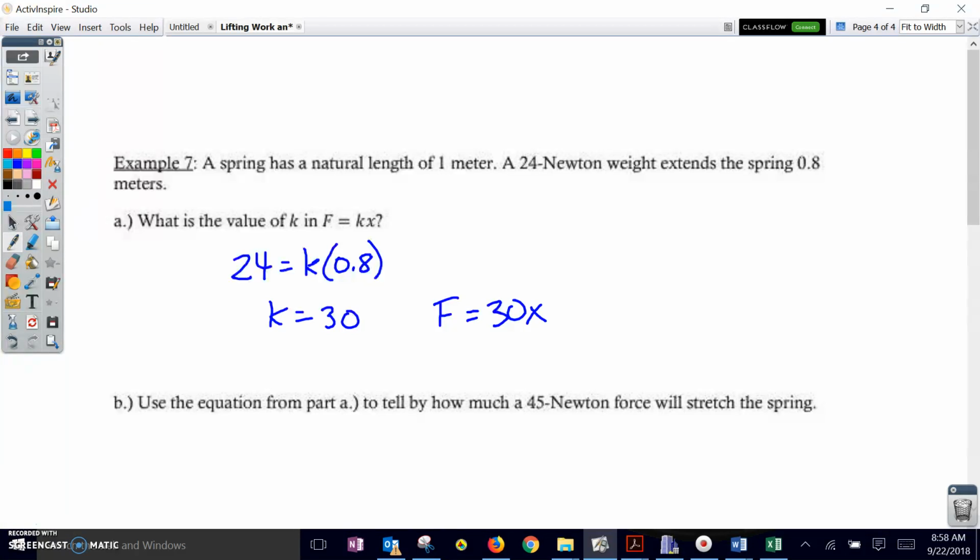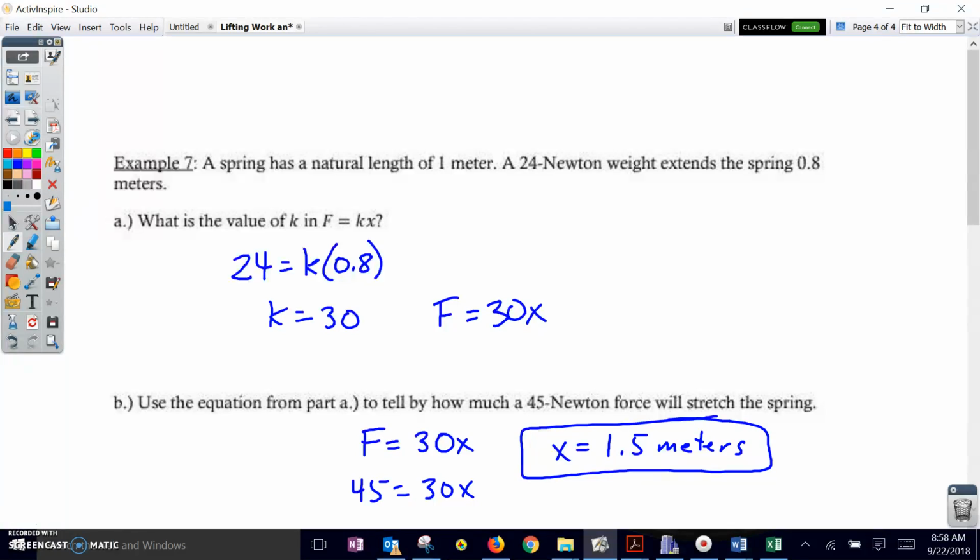Part B, use the equation from part A to tell how much a 45 Newton force will stretch the spring. So we take this equation, and the 45 Newtons is put in for the force, and we solve for x. So that's going to stretch it 1.5 meters past its natural length.